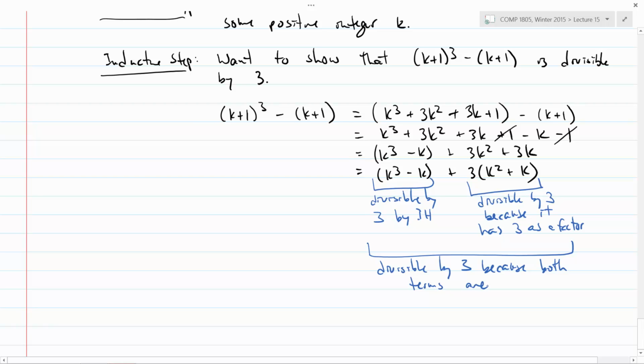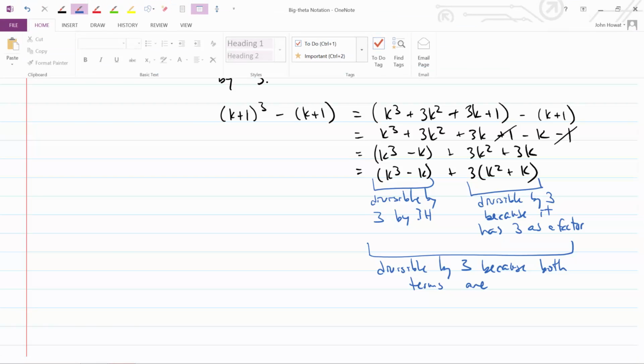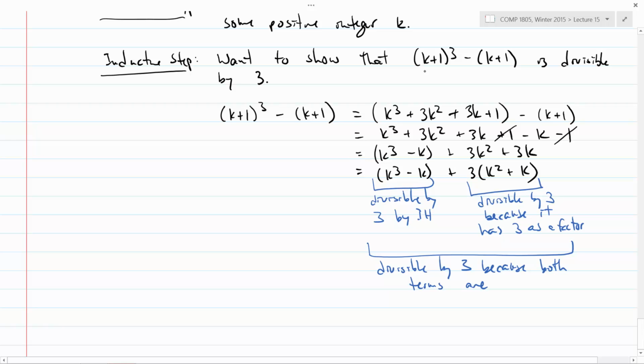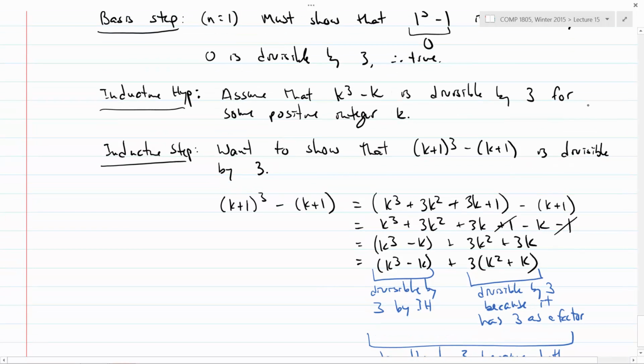And that's exactly what I wanted to show, right? I wanted to show that (k+1)^3 minus (k+1) is divisible by 3. This thing here is (k+1)^3 minus (k+1), and I showed that it is in fact divisible by 3. Yeah? k^3 minus k is only divisible by 3 because... You mean the inductive hypothesis? Yeah, yeah.